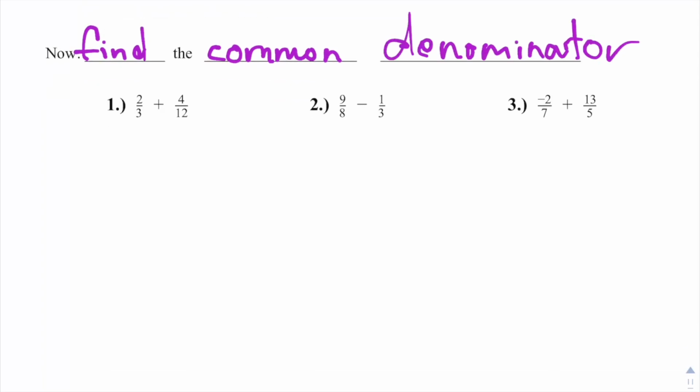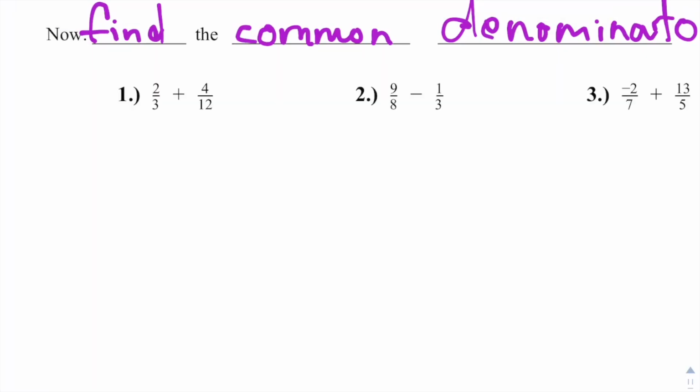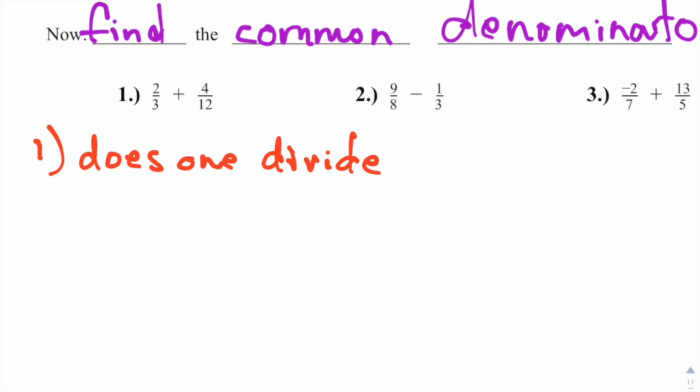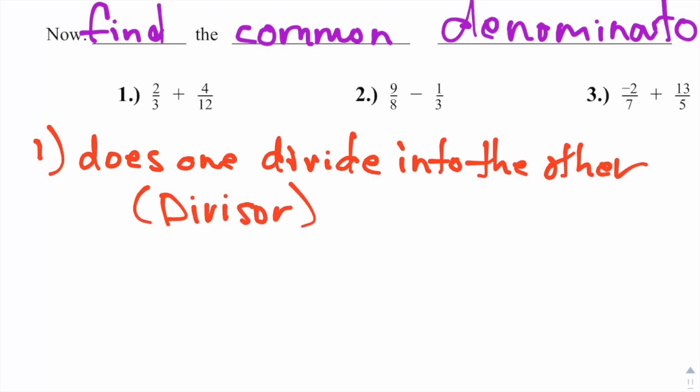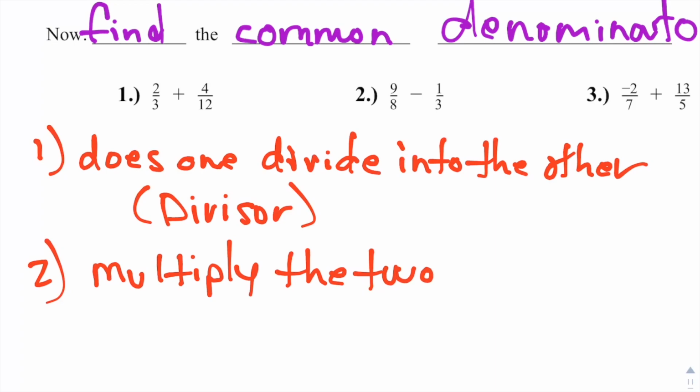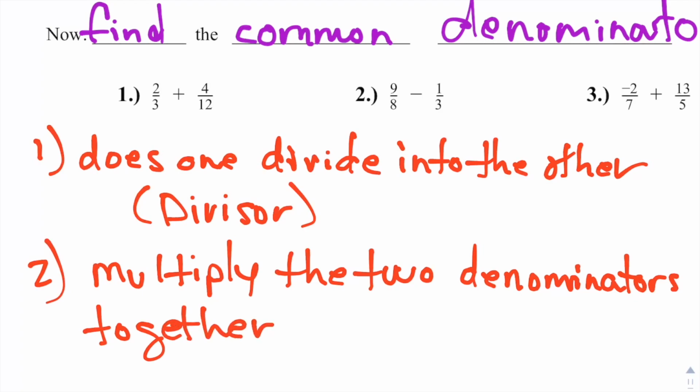All right. Well, how do we do that? Well, there's a couple ways. The first way is you can see if either of the two are divisors of the other. And what that means is, does one divide into the other? That's called a divisor. Or the other thing you could do, which is quicker, but then you will usually have to reduce, is you can just multiply the two denominators together to get the common denominator, CD.